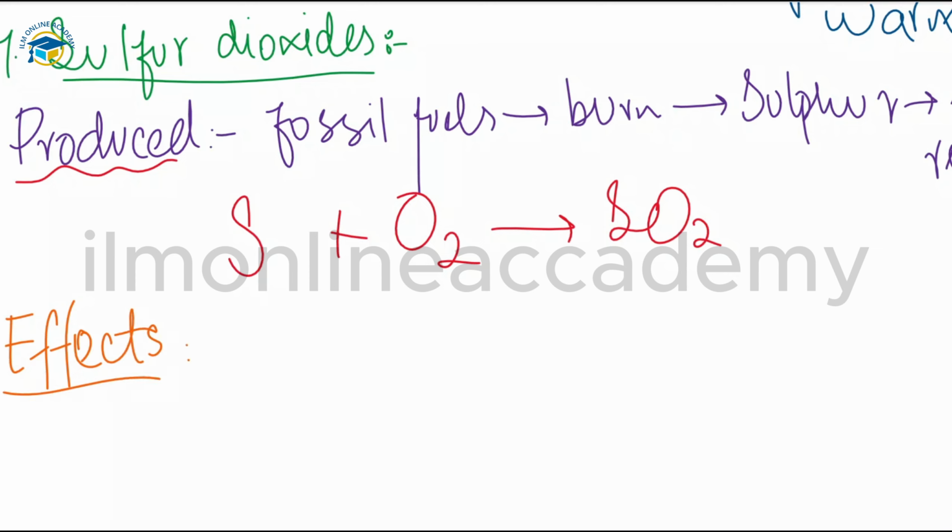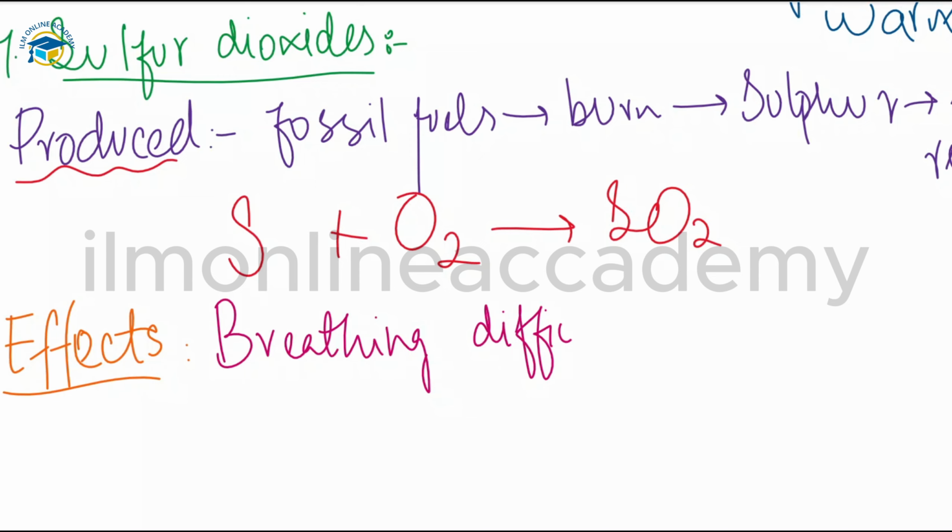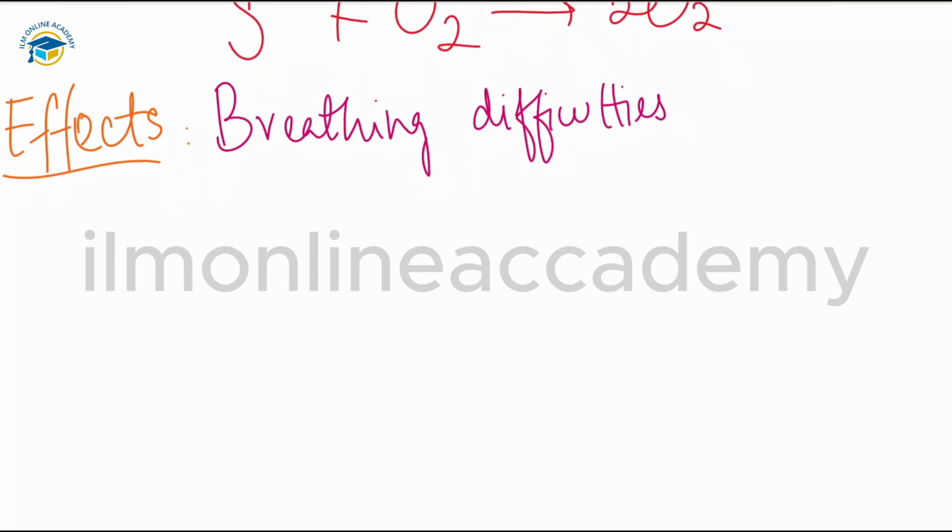The major effect of the sulfur dioxide is breathing difficulties, especially for people who have asthma. Next, the major effect is the formation of acid rain by the sulfur dioxide gas. How is it produced? Basically, sulfur dioxide reacts with the oxygen and the water vapor that are present in the air to form the acid rain. Acid rain is harmful to life both on the land and also in the water. So this is how they become the cause of the acid rain.